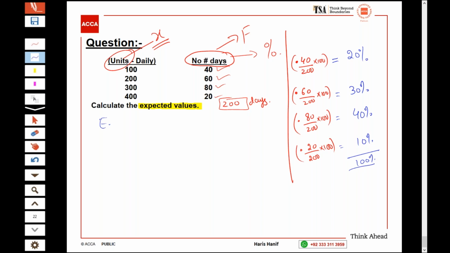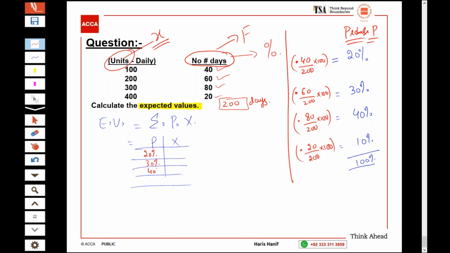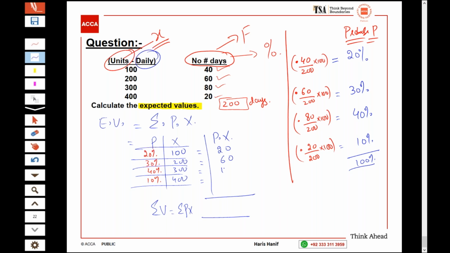All right. So we will be calculating expected values, that is summation of px. Now, in summation of px, this is p and this is x. What is p? P means probability: 20%, 30%, 40%, and 10%. And what are x? The x are units: 100, 200, 300, and 400. And you will be calculating px and then make it sum. EV is equal to summation of px, and the amounts are 20, 60, 120, and 40. The total are 240 units.